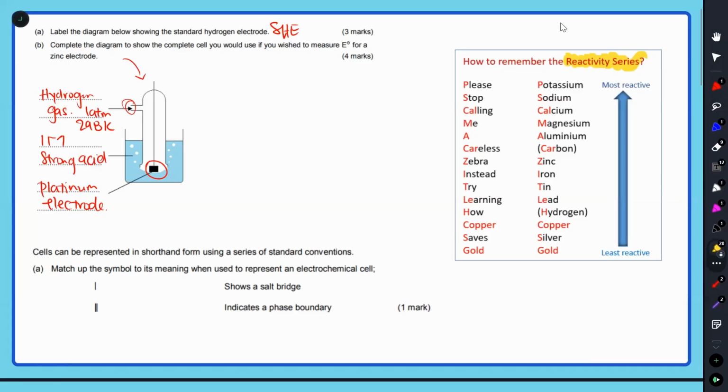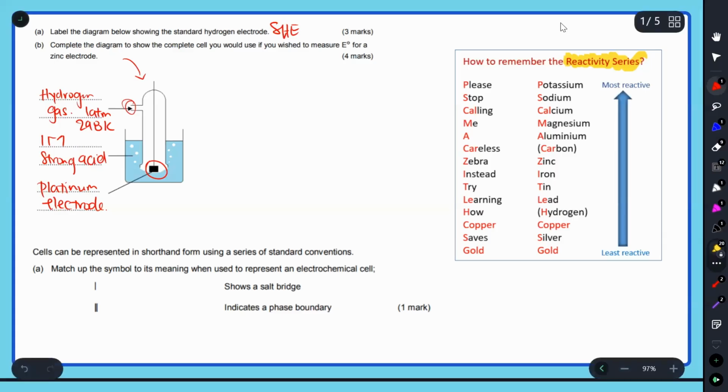The ones higher in the reactivity series are more reactive, so those will be your more negative electrodes. And how do we know this? Seeing that they're more reactive, they'll more readily go into solution. So that's what you want to think about. And when they go into solution and make ions, what they're doing is leaving behind electrons on the electrode.